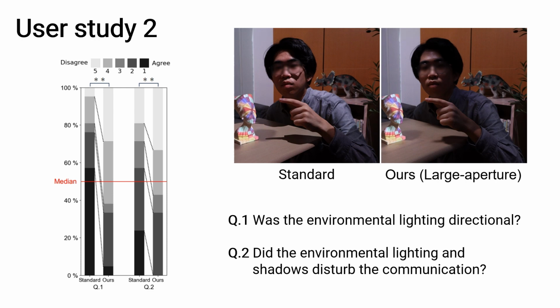The participants were asked 2 questions and answered on a 5-point scale questionnaire. A Wilcoxon signed-rank test showed significant differences between the scores given for the proposed projector condition compared to the standard projector condition in both questions. Specifically, the environmental lighting provided by the standard projector was perceived as significantly more directional than that provided by the proposed large aperture projector. Additionally, the participants judged that the illumination by the standard projector disturbed the communication significantly more than that by the proposed projector.